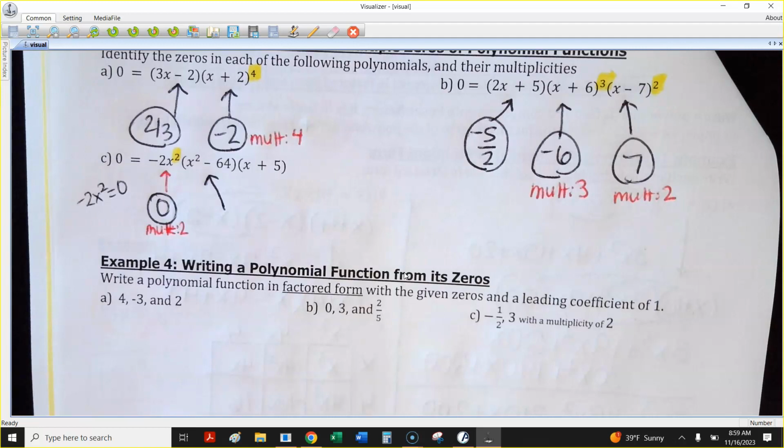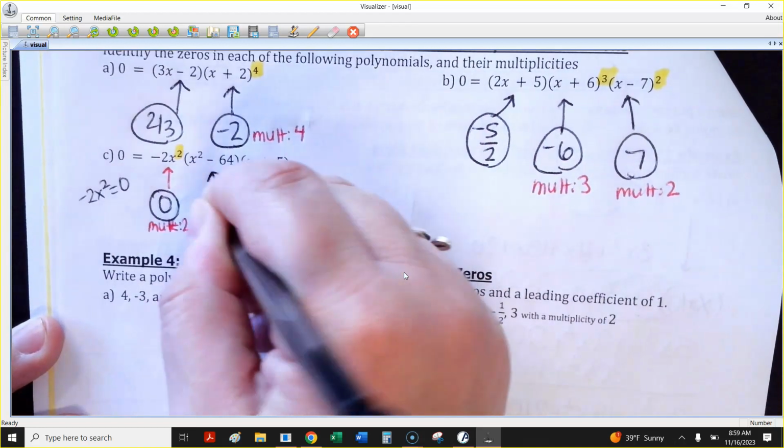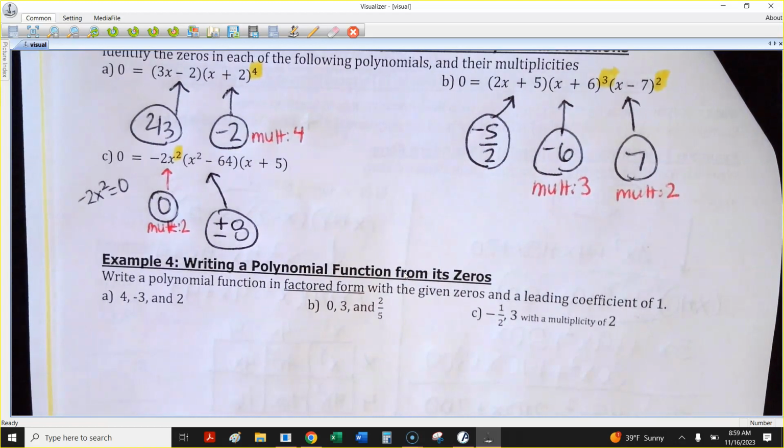So this, like in the parentheses there, that's x squared, right? So that's got to have 2 answers. So he told me 8. What's the other answer? Negative 8. Okay, I know that's super weird, but there's no multiplicity there. There's no multiplicity because the squared is within the parentheses. It's not outside, so there's no multiplicity.